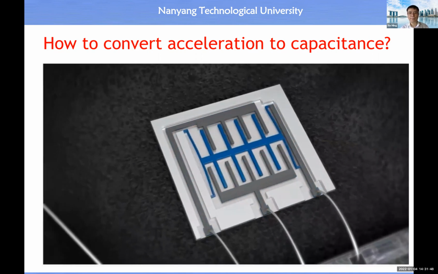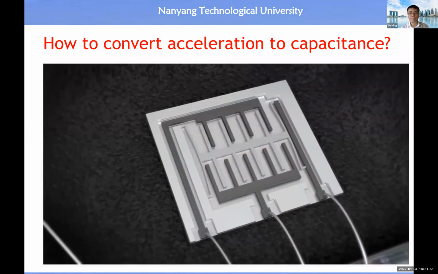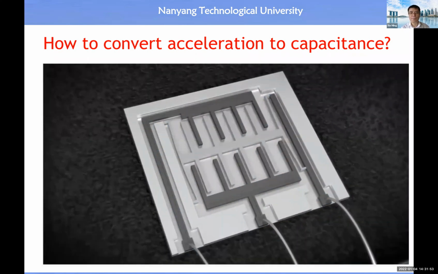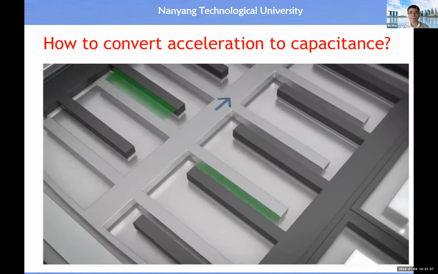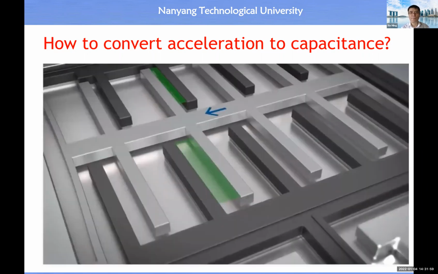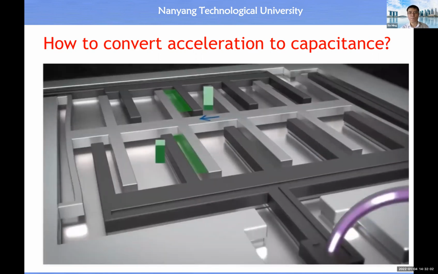Depending on acceleration or deceleration, they change their position relative to each other. The resulting change in capacitance is detected by the integrated electronics, converted into a measured value, and output into a voltage signal.